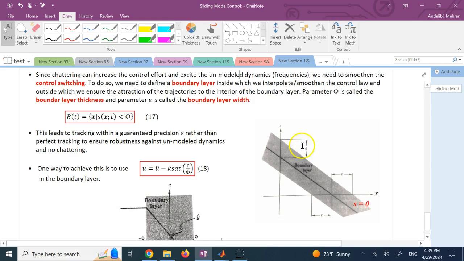Okay, here there are two parameters. One is phi, which we call the boundary layer thickness, and the other one is epsilon, which is called the boundary layer width. Those are basically intersections of this boundary layer with the x and y axes. It's like half of them basically. So you can parameterize your boundary layer by epsilon and phi. So the way you define phi is to say that the boundary layer is all of the points in the state space where S is less than phi. Okay, so you can see that is a picture of the boundary layer here.